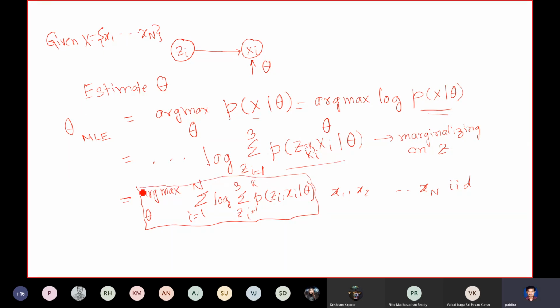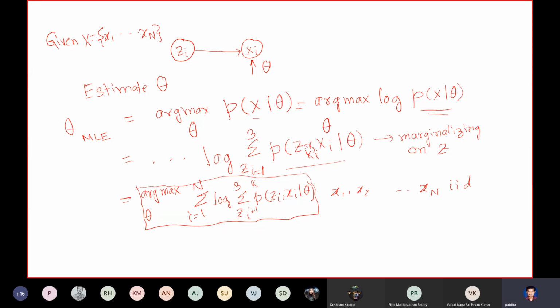Okay, so the MLE problem is the following. You look at the joint distribution of zi and xi, marginalize the joint distribution over all possible values of zi, which means summing them up, take the logarithm, and then add up this logarithm for all xi from 1 to n. That is your entire log of x given theta. And we maximize that with respect to theta.